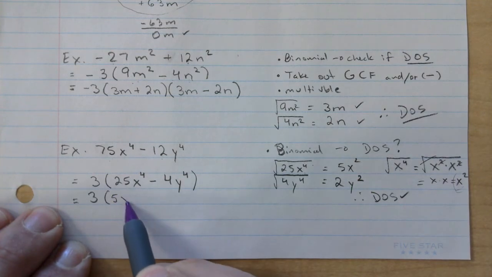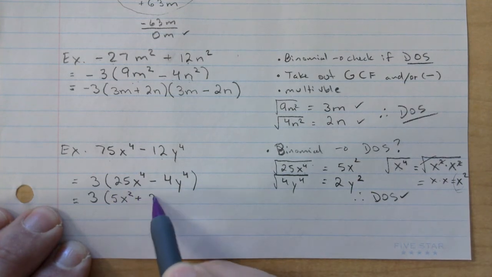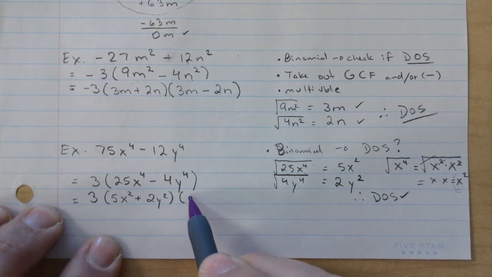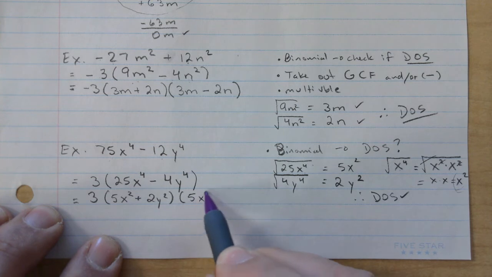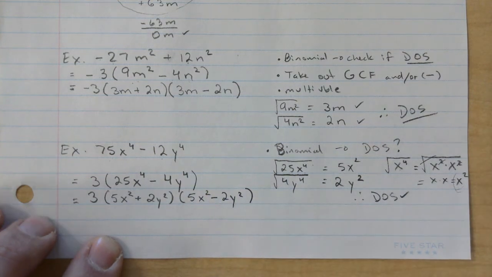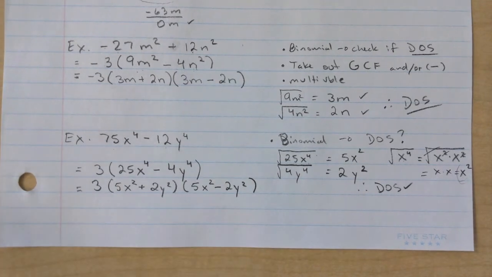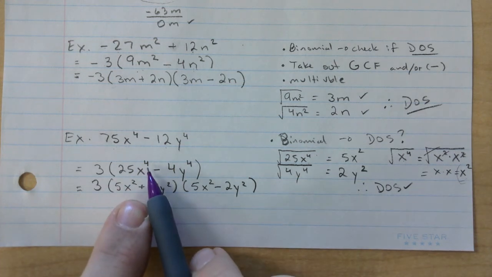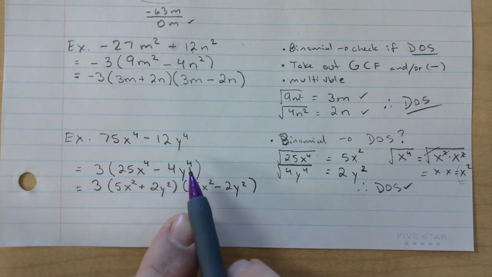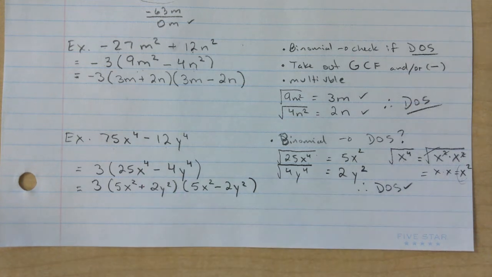So it's 5x squared plus 2y squared times 5x squared minus 2y squared. Okay, so it works every time. It only works if you have powers that are even. Like I could do x to the 6, then you can have groups of 2.